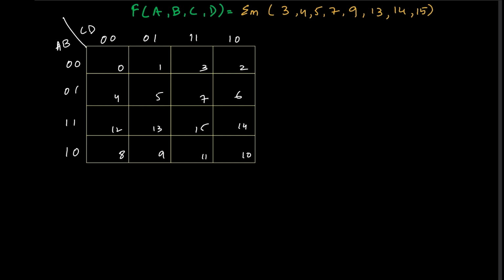Let's move forward now. Put ones in the boxes, and where we can put ones is decided from the minterms. Let's write 1 in the boxes.